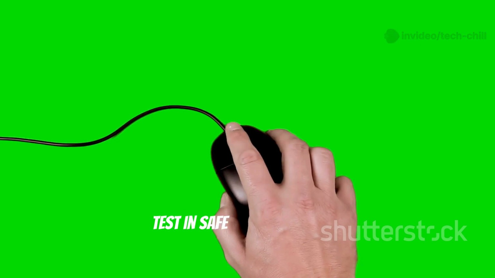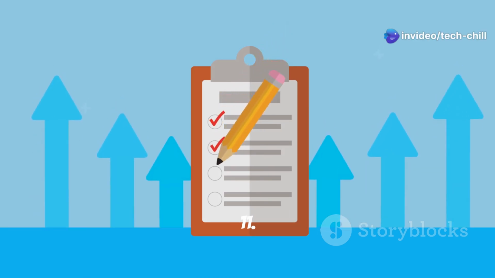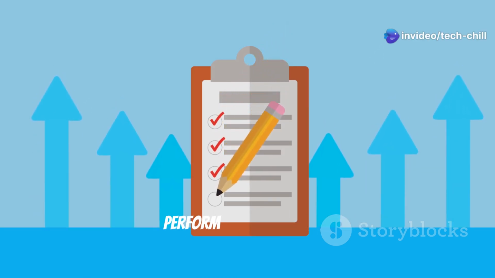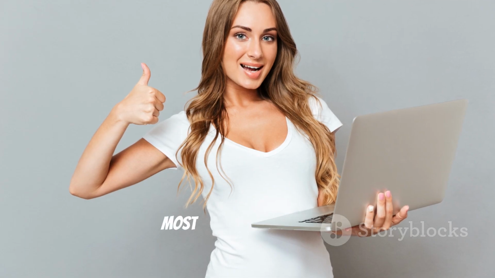8. Test in safe mode on Windows. 9. Adjust power settings. 10. Reinstall touchscreen drivers on Windows. 11. Check for updates. 12. Perform a factory reset. 13. Contact technical support. With these steps, you should be able to identify and fix most ghost touch issues.